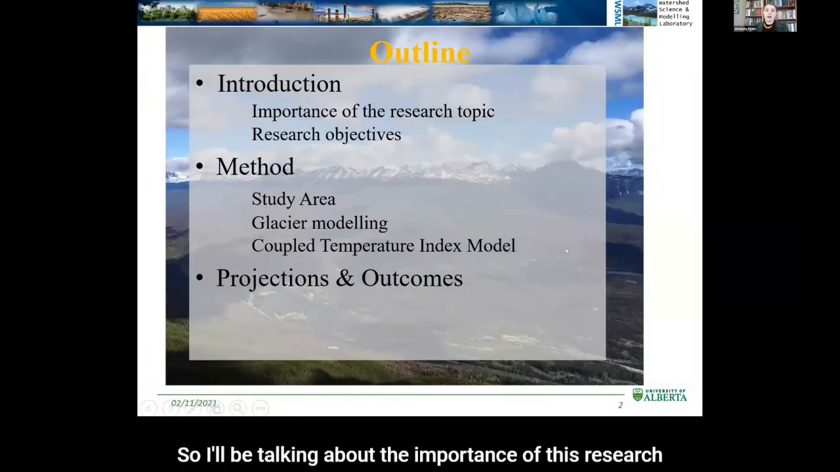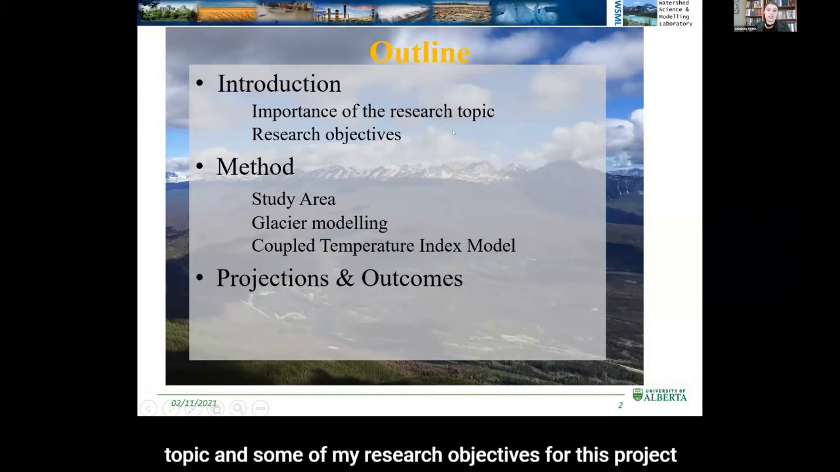So I'll be talking about the importance of this research topic and some of my research objectives for this project, then go into my study area, some basics of glacier modeling, and then some specifics about my particular model, and then looking at projections and outcomes of this project.